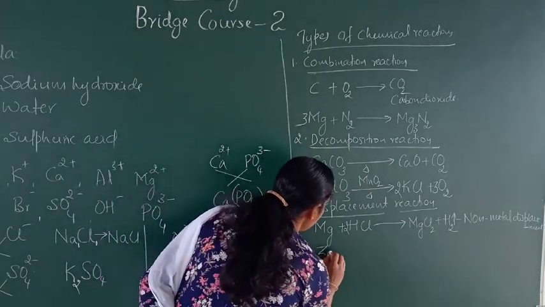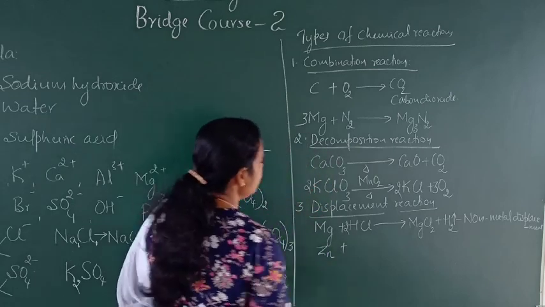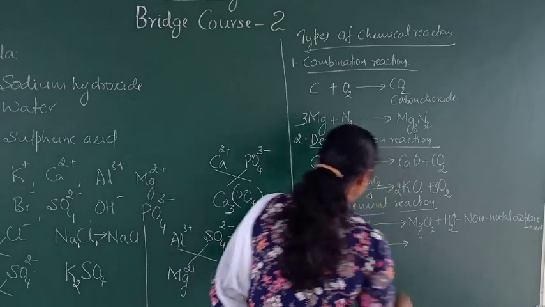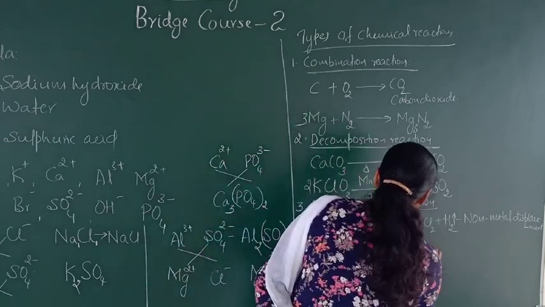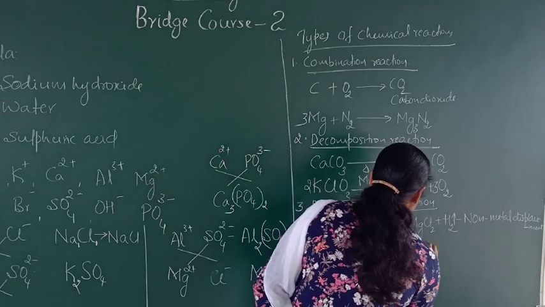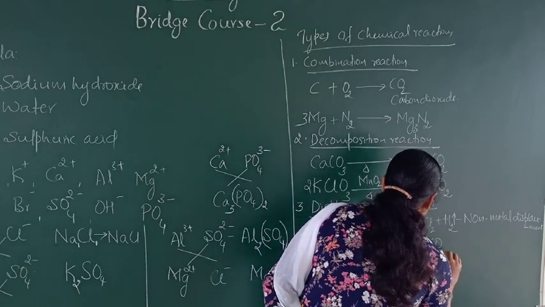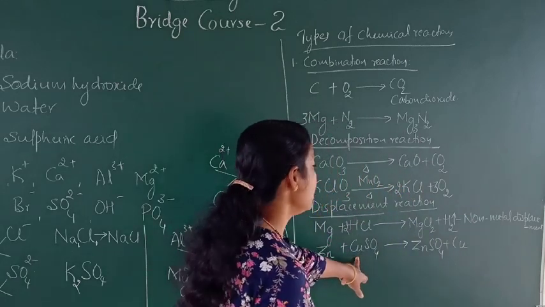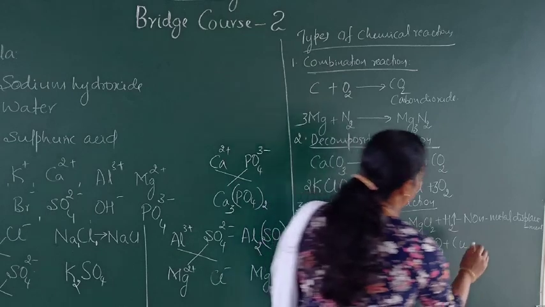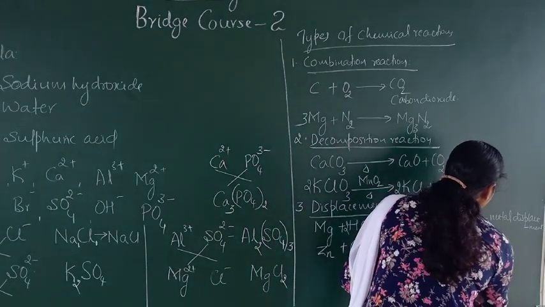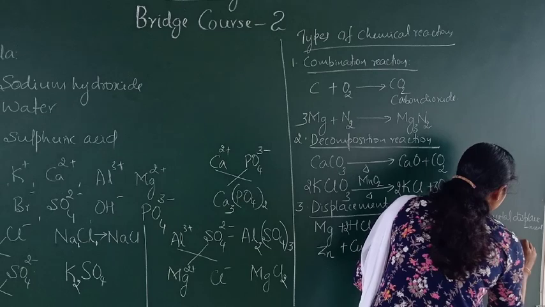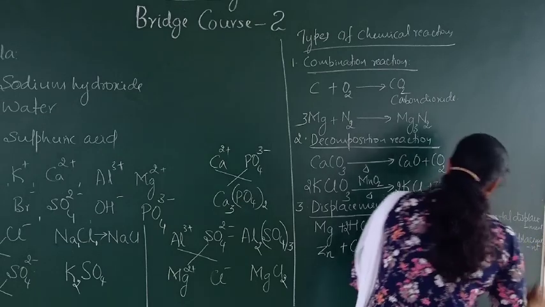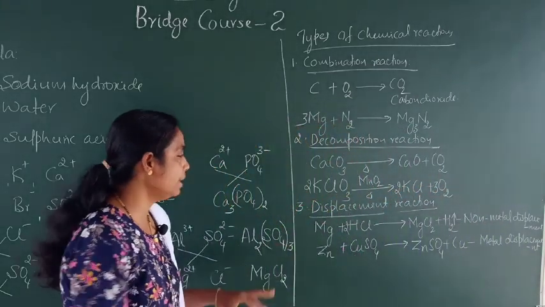Another type of displacement reaction: when zinc is treated with copper sulfate solution, then zinc displaces copper from copper sulfate solution, giving rise to zinc sulfate and copper. See here, the displacement of the metal takes place, therefore this reaction is called metal displacement reaction.